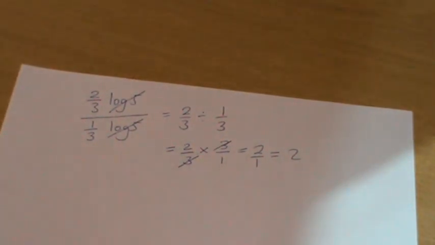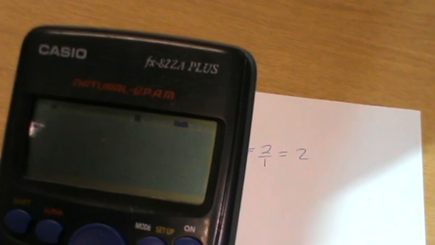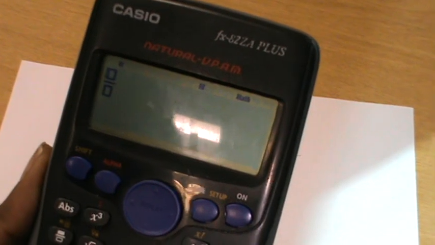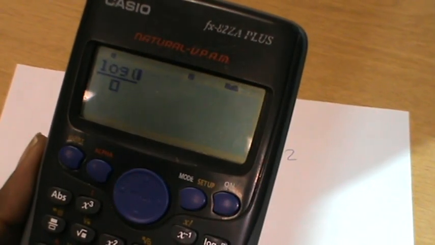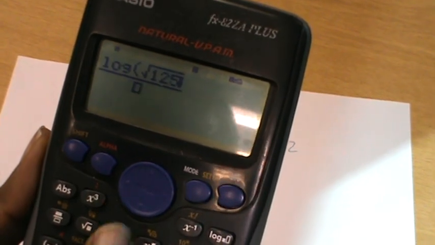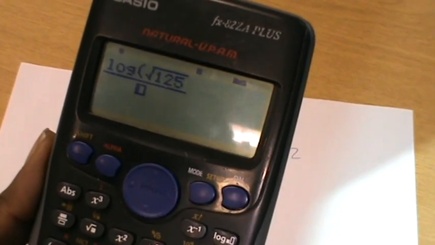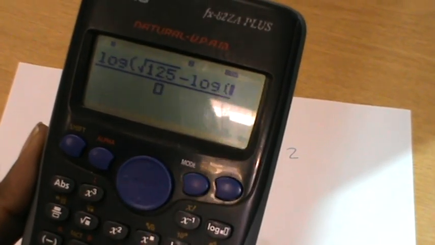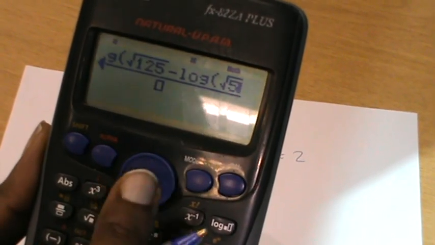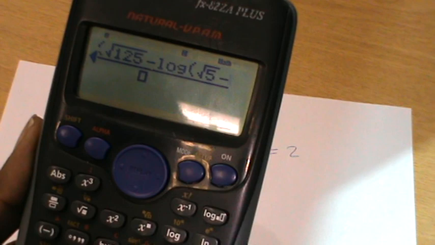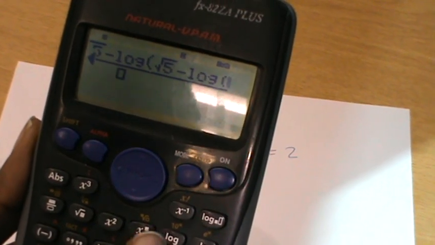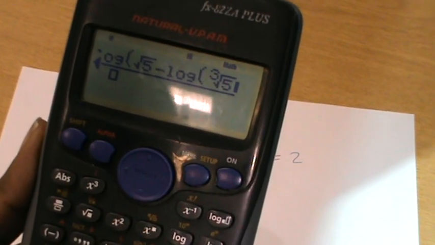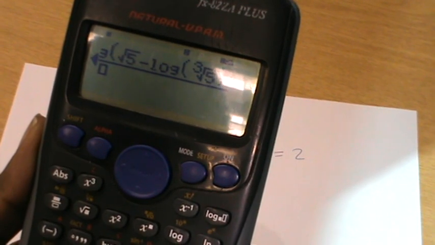Okay, again, I can always take out my very special calculator to verify my answers. The question said it was a fraction. It had log of the square root of 125. Okay, I'm still in the numerator. Minus log of the square root of 5, and then minus log of the cube root of 5. Okay, so that's everything in the numerator.